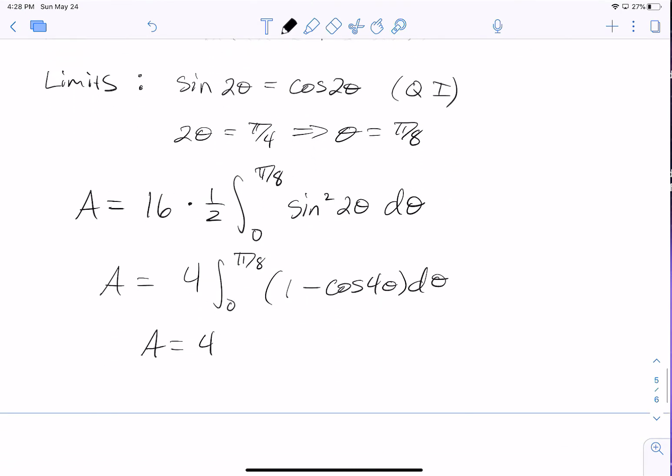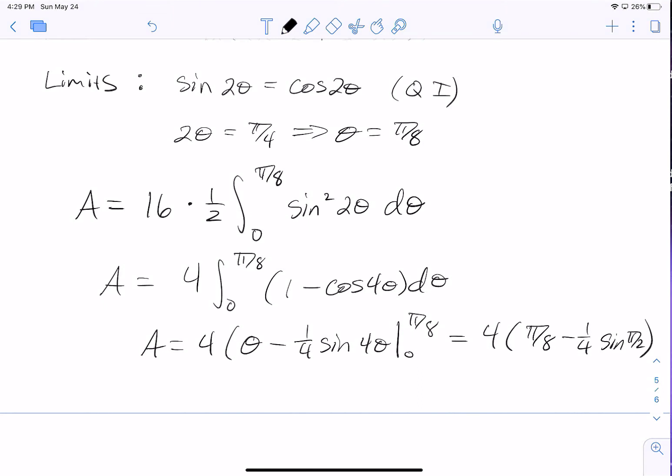This will, of course, integrate to 4 times the quantity of theta minus 1/4 times the sine of 4 theta, evaluated from 0 to pi over 8. Putting 0 in place of either of these thetas is going to give us 0. And so we end up with 4 times pi over 8 minus 1/4 of the sine of pi over 2, which is of course 1.